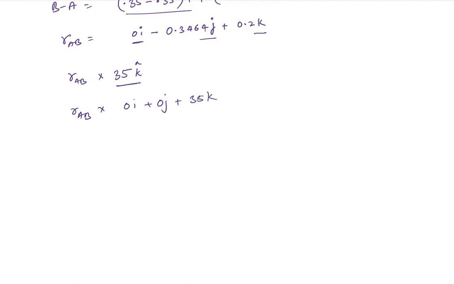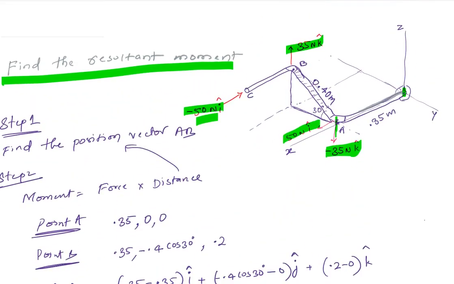35K. Okay. Why 35K? So this is along 35 along Z. We'll multiply the position vector once with 35, and then we'll multiply that with 50, and then add those two couples together.